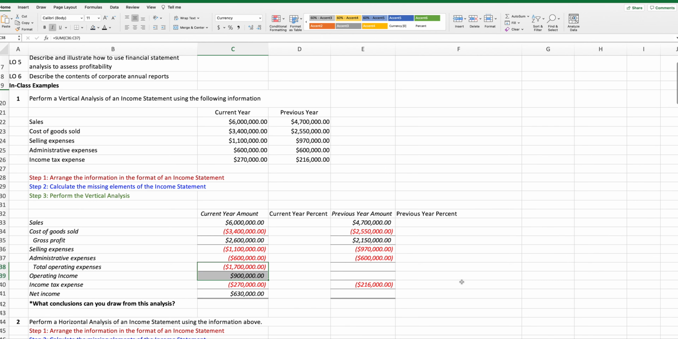So I'm actually going to block those two at the same time. I'm going to copy that information. I'm going to come over here and paste it. And you can see that I was actually able to copy two cells at one time.